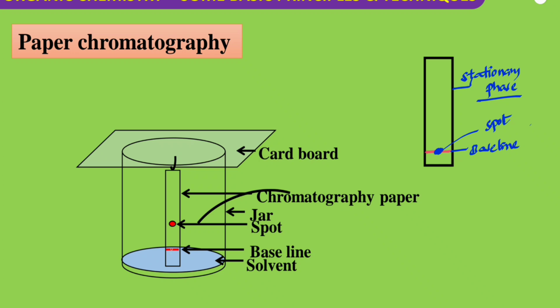The spot is moving upward. The compounds in the mixture separate themselves based on the difference in their affinity towards the stationary phase and the mobile phase solvent under capillary action.